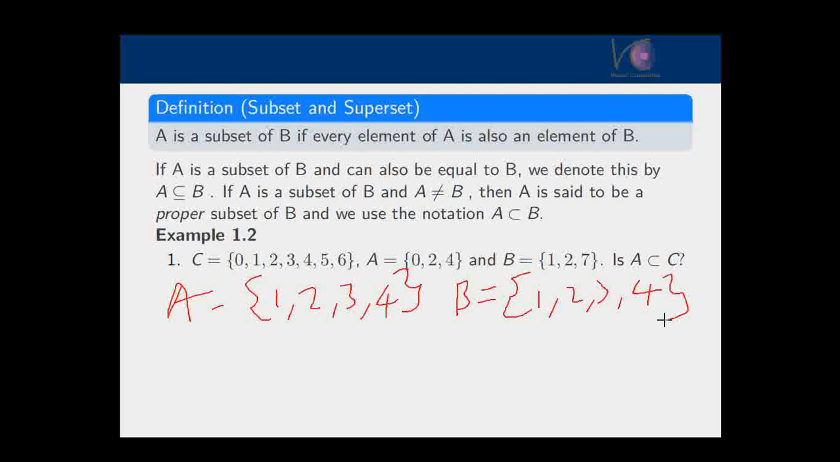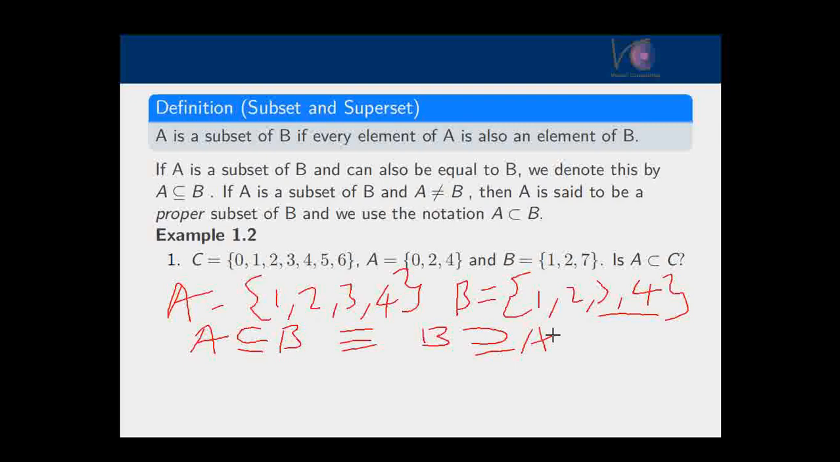So look at the two sets A and B. In A we have the element 1, which is also in B. We have the element 2, which is also in B. We have elements 3 and 4 that are also in set B. Therefore, since all the elements that we have in set A are also in set B, you say that A is a subset of B. Okay? Equivalently, you say that set B is the superset. Look at the notations of A.